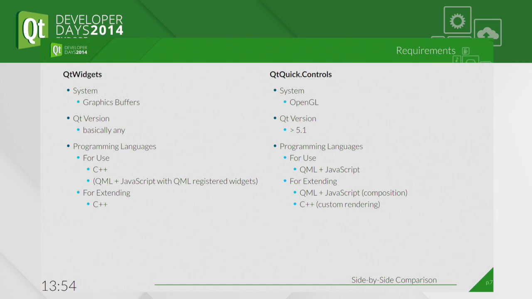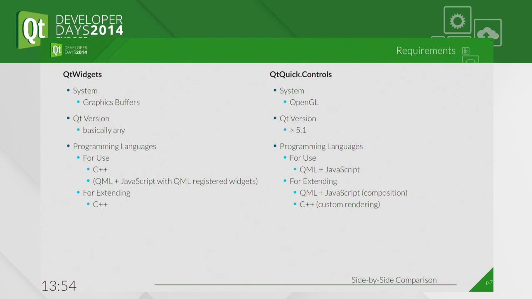Right, for programming languages, Qt widgets traditionally is part of the old Qt code base, so it's all C++. So meaning that if you use widgets, you need to know C++, and if you want to extend widgets or create new widgets, you need to know C++. For QtQuick, obviously the main language for using it is QML, QML plus JavaScript if necessary. For extending, that can be QML and JavaScript.